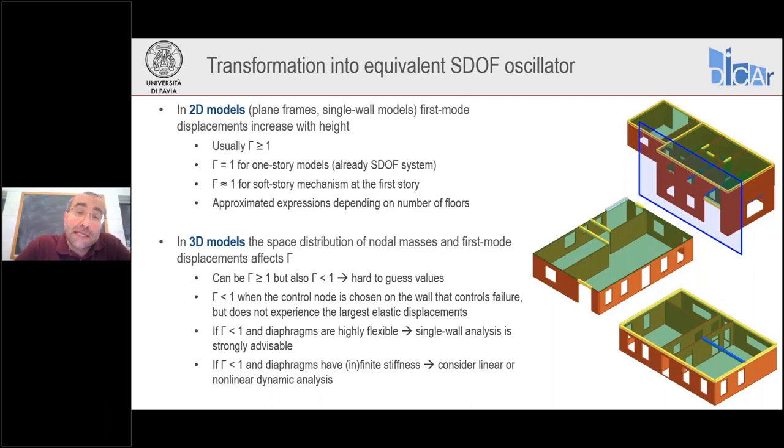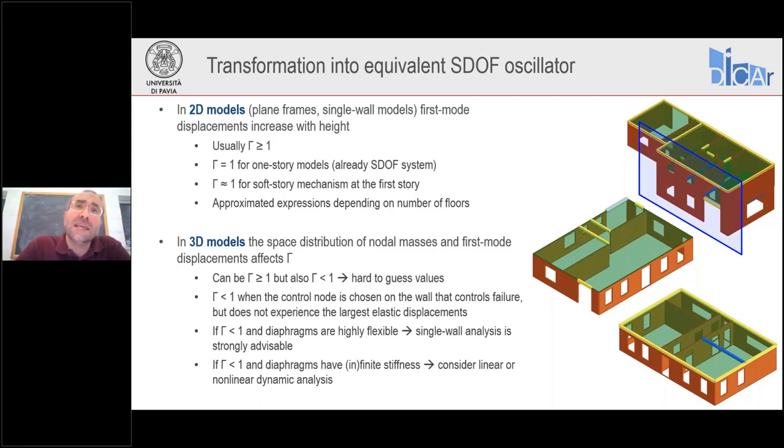In this case, usually the first mode shape has displacement increasing with the height of the structure. And so typically gamma is greater than or equal to 1. It's equal to 1 if we have a one-story building, because it's already a single degree of freedom system. It can be close to 1 if our multi-story building develops a soft-story mechanism at the first story. And we can also find in literature approximated expressions to estimate gamma. But again, all this can be easily done if we are dealing with a planar frame.